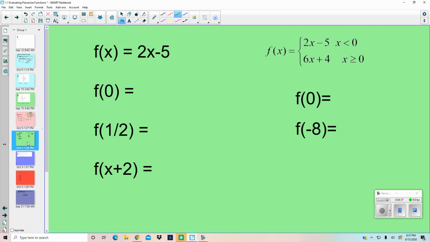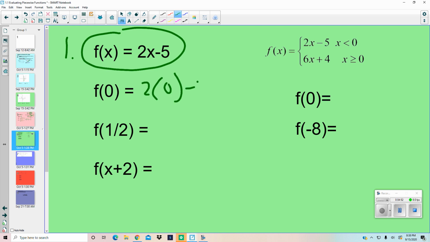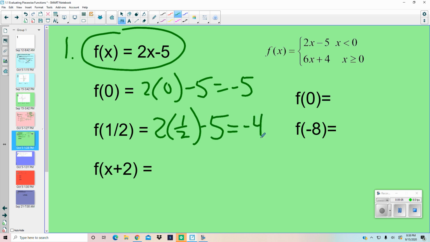Let's look at a different example. Here, example number 1. This is just a straight up function. There aren't any branches or pieces to it. Okay, there's only one piece to this function. If I want to know f of 0, I'm going to just plug it in. So that would just give me -5. If I want to know f of 1/2, I'm going to plug it in. So that's going to give me 1 minus 5 is going to give me negative 4.